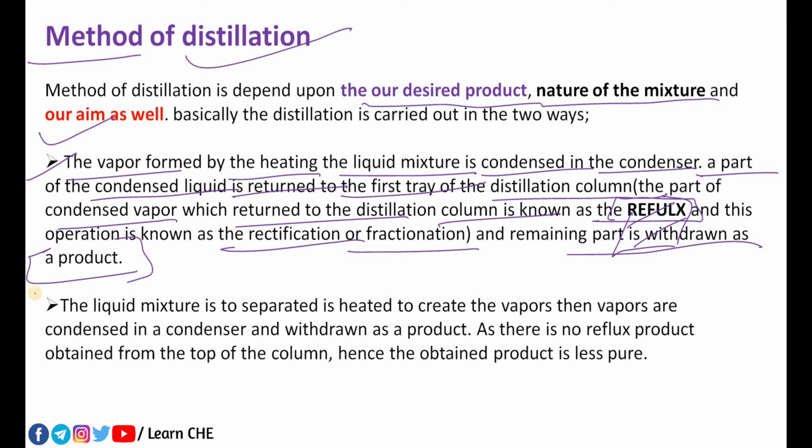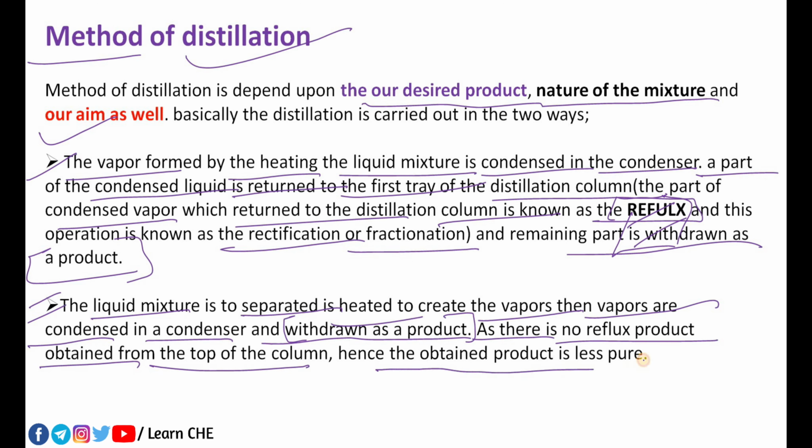Now the second way: the liquid mixture to be separated is heated to create the vapor. Then the vapors are condensed in a condenser and withdrawn as a product. Here we are not using reflux. Then, as there is no reflux, the product is obtained from the top of the column, hence the obtained product is less pure. You can see here.